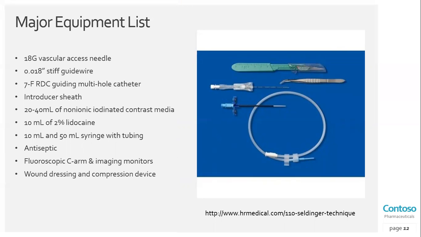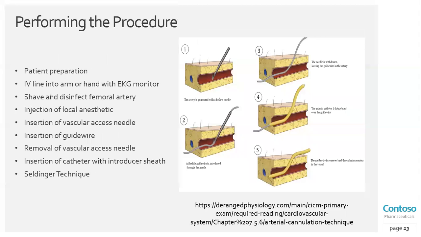An 18 gauge vascular access needle, 0.018 inch stiff guide wire, a 7F RDC guiding multi-hole catheter, introducer sheath, 20 to 40 milliliters of non-ionic iodinated contrast media, 10 milliliters of 2% lidocaine, a 10 and 50 milliliter syringe with the appropriate tubing, antiseptic, the fluoroscopic C-arm, and imaging monitors with their appropriate cables, and wound dressing and compression devices.